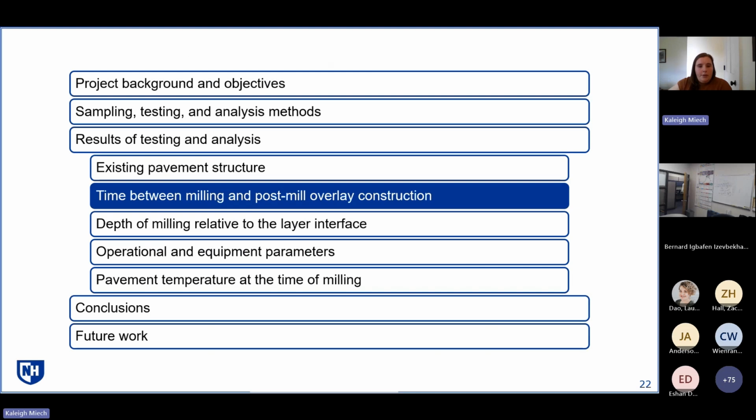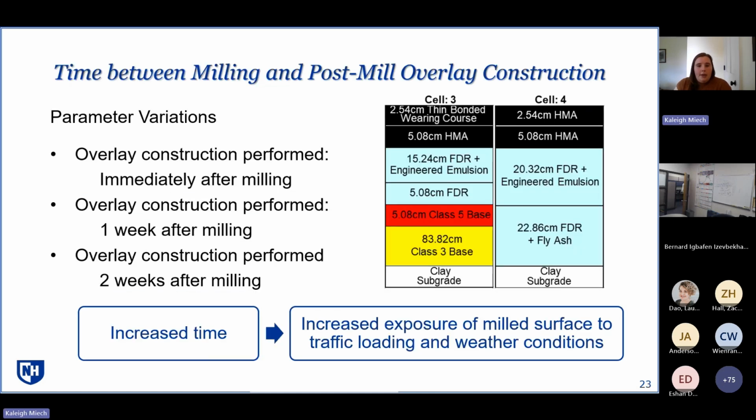Next parameter that we evaluated was the time between milling and post-mill overlay construction. So here I have a schematic of the cross sections of the cells that we used to evaluate this parameter, which was min-road cells 3 and 4. We evaluated, like I discussed at the beginning, 3 different parameter variations: immediately after milling, 1 week after milling, and 2 weeks after milling to simulate post-mill overlay construction. And so obviously with the increased amount of time between milling and post-mill overlay construction, there's increased exposure to weather and traffic.